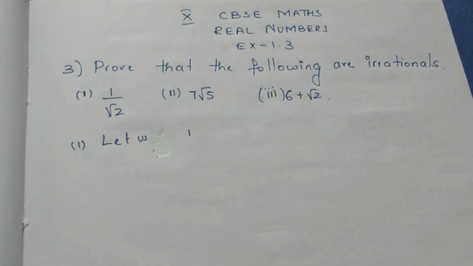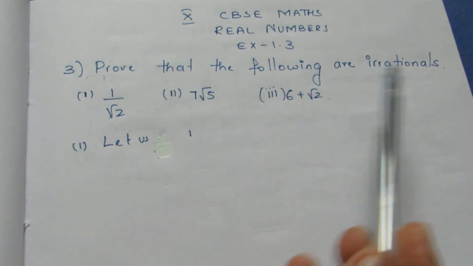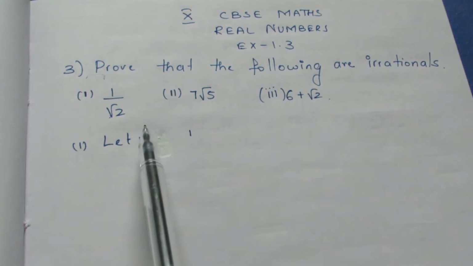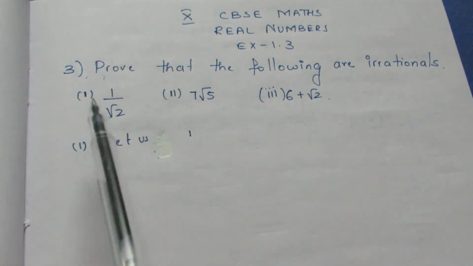Today I am going to teach 10th CBSE Maths Real Numbers exercise 1.3 third sum over here. Let's see the question. Prove that the following are irrationals. We need to prove these to be irrational numbers. So I am going to take the first one, 1 by root 2.